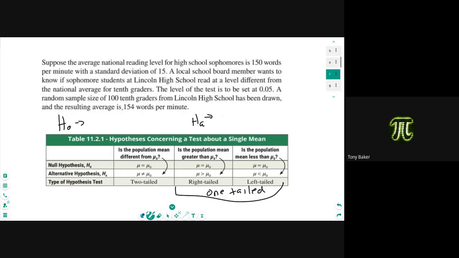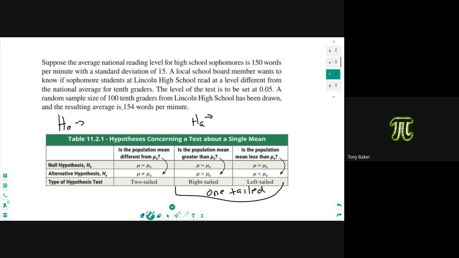Let's do the problem and then I will explain the bottom piece to it. The average national reading level for high school sophomores is 150 words per minute with a standard deviation of 15. A local high school board member wants to know if sophomore students at Lincoln High School read at a level different from the national average for 10th graders. The level for the test is set at 0.05 and a random sample of 100 10th graders has been drawn and the resulting average is 154 words per minute.